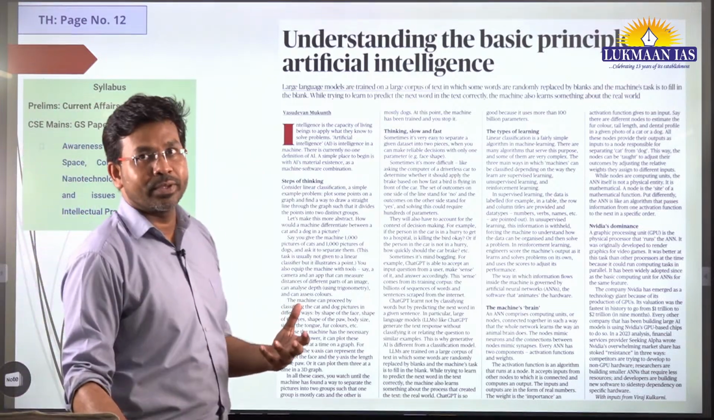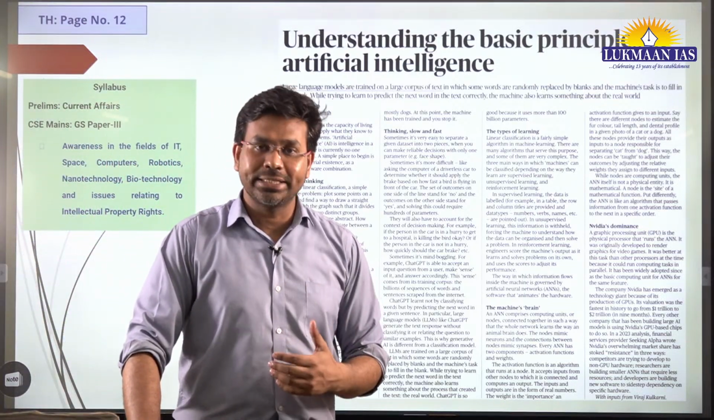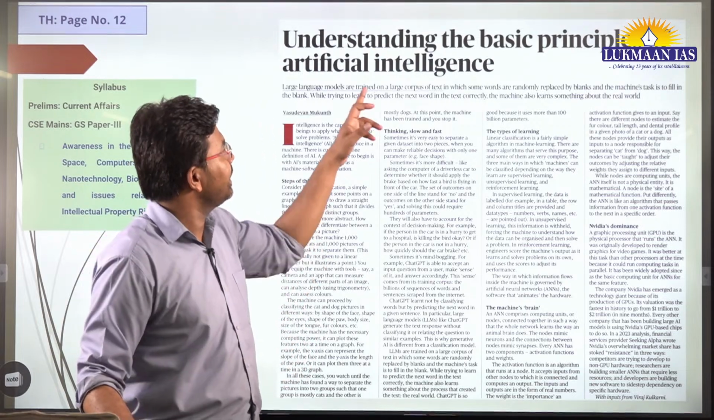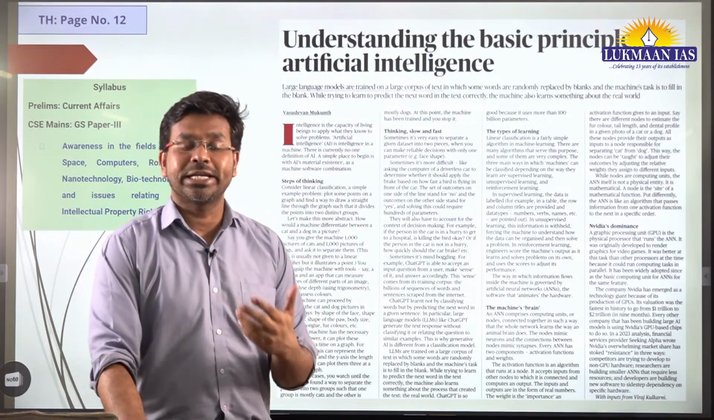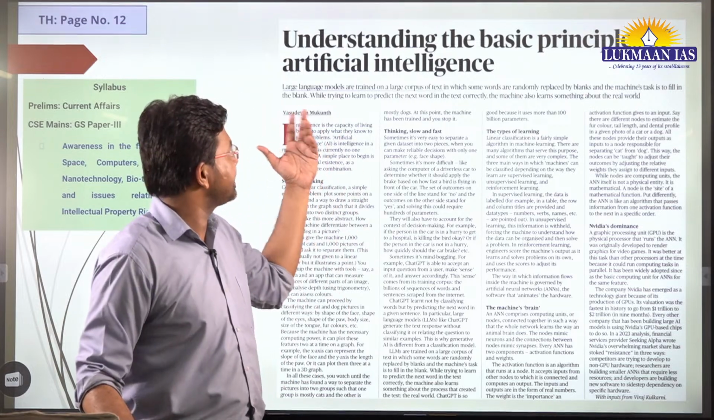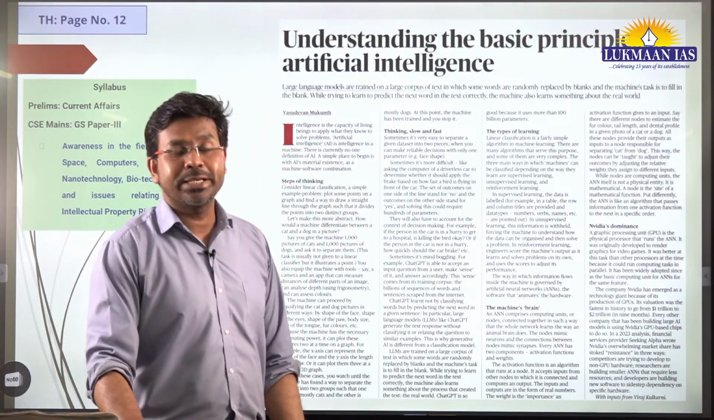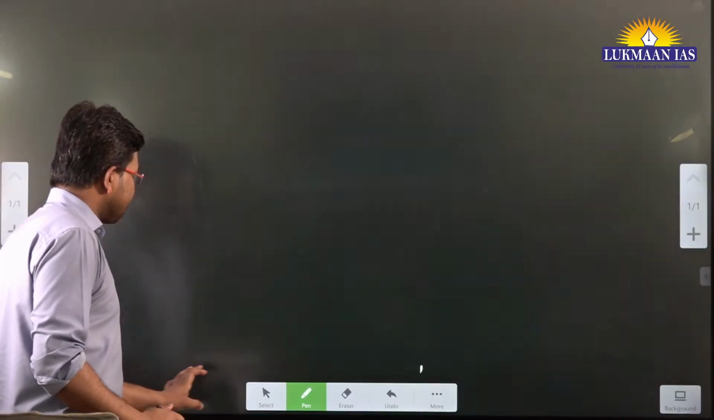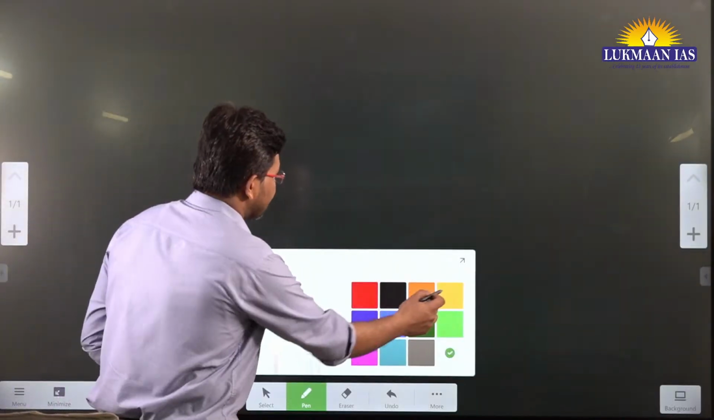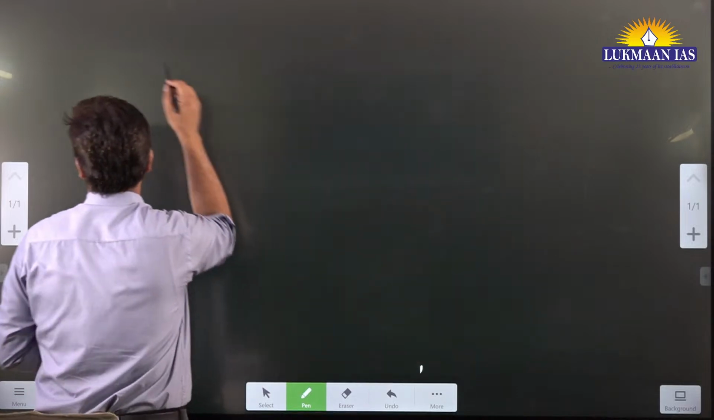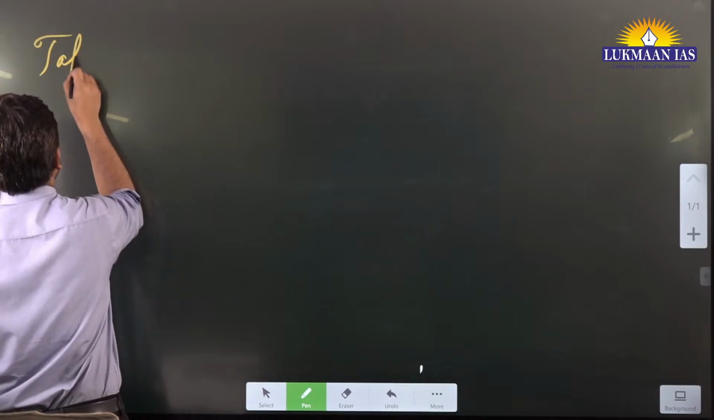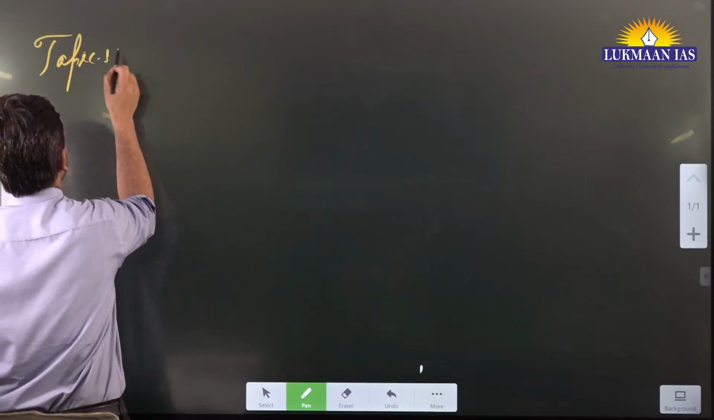topic for the day. This topic is related to science and technology. Here in this article, we are going to understand the basic principles of artificial intelligence. So this topic itself says understanding the basic principles of artificial intelligence. All right. So let us quickly understand what do we mean by basic principles of artificial intelligence. Let me quickly write down the name of the topic, right? Then we are going to understand about these principles one by one.